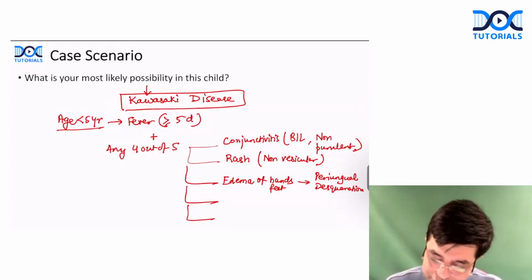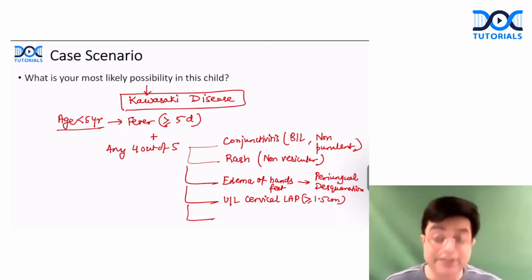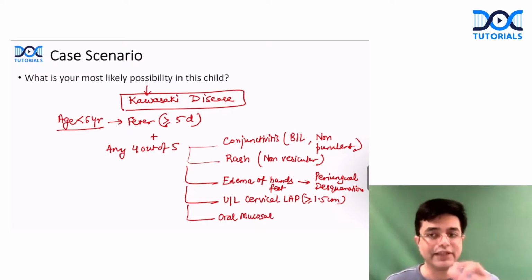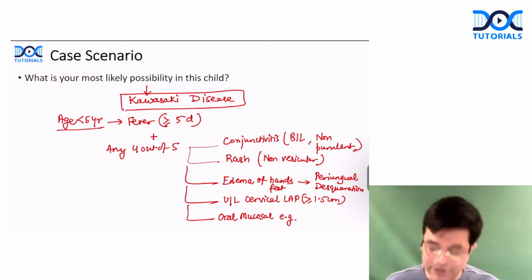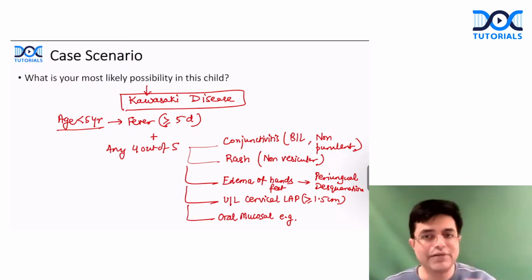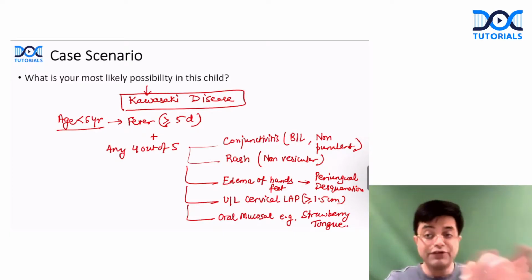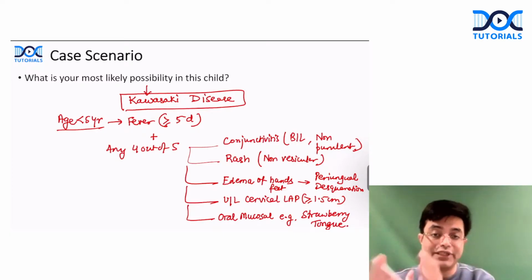Then you will think of unilateral cervical lymphadenopathy with size more than 1.5 centimeter at least. On one side of the neck, the lymph nodes will be enlarged. And you will think of oral mucosal changes. Oral mucosa, including the lips, are cracked, bleeding. And sometimes the tongue is involved. The tongue is inflamed, pink red in color, swollen, has hypertrophic papillae on the surface, giving a strawberry-like appearance. So strawberry tongue can be seen. Remember, strawberry tongue can occur in scarlet fever. It can occur in Kawasaki disease. So these are the features.